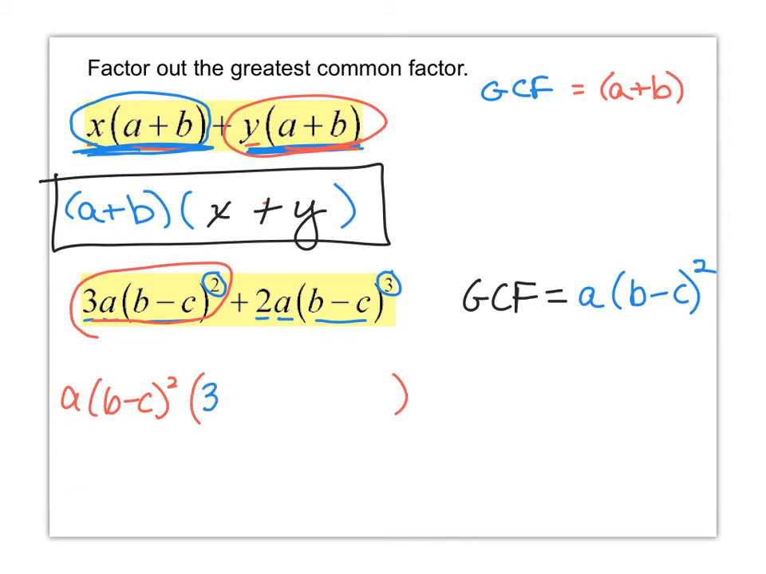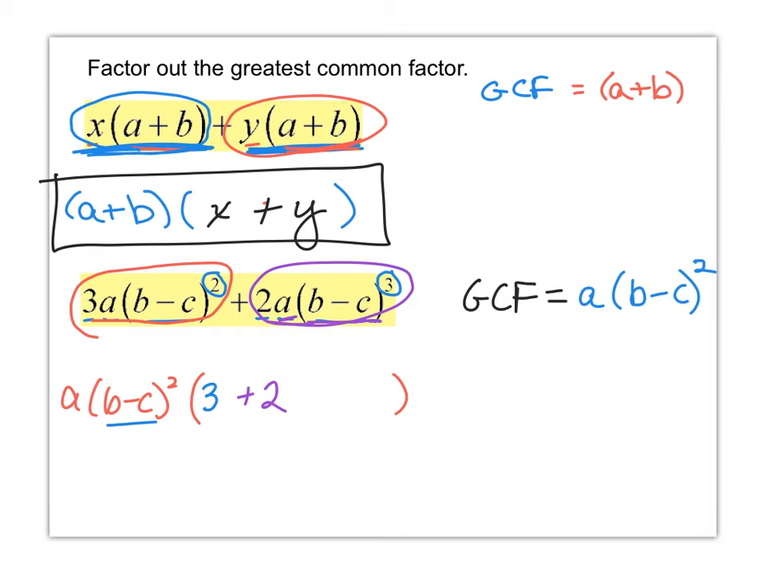The b minus c to the second power will divide out with this b minus c to the second power. So the first term inside the parentheses here is 3. The second term, we're dividing all of this by the entire quantity, dividing out the a and b minus c squared. The a will divide out, but you will be left with that plus 2.